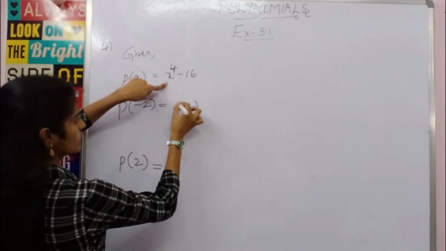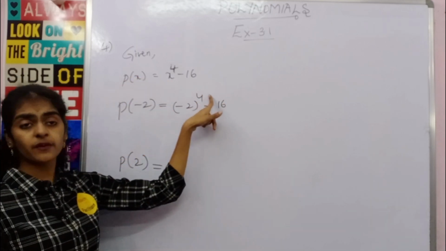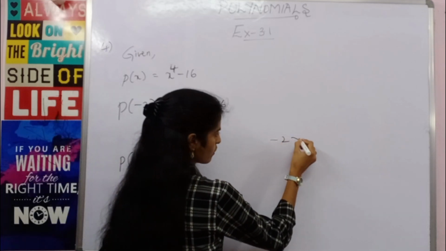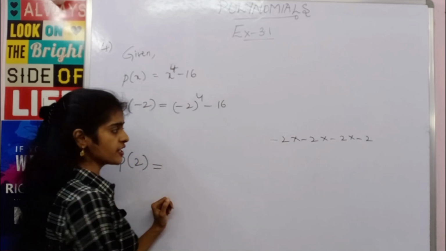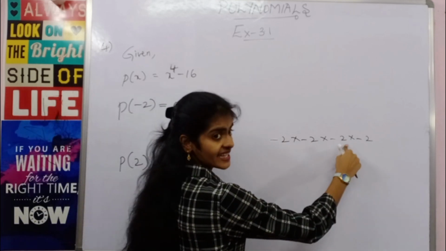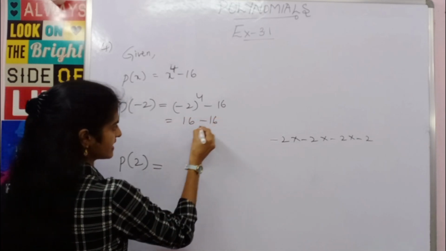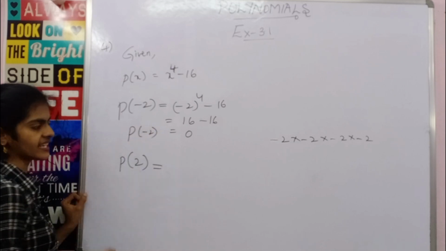So let us substitute minus 2 here. Minus 2 to the power 4 minus 16. What is minus 2 to the power 4? It is minus 2 multiplied 4 times, which gives you 2 2s are 4, 4 2s are 8, 8 2s are 16. So this is plus 16 minus 16. The answer is 0. So p of minus 2 you got as 0.